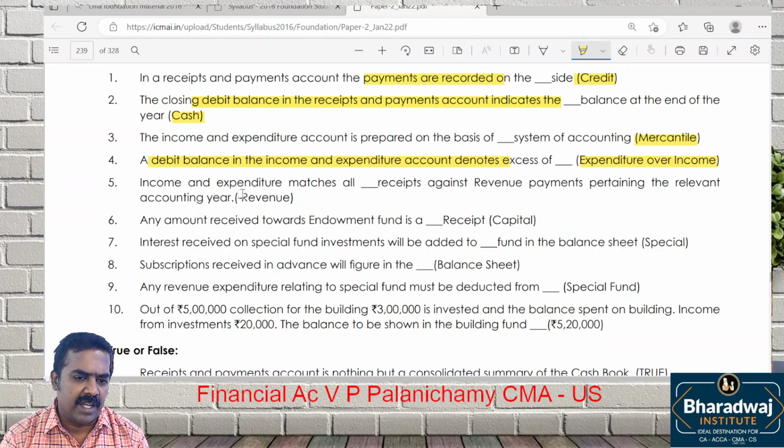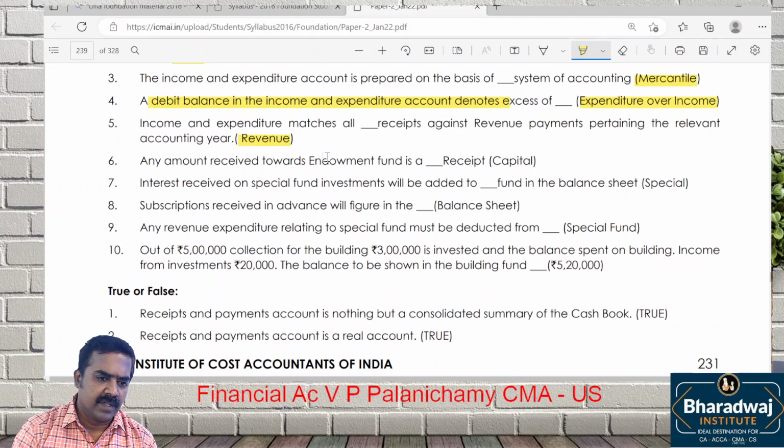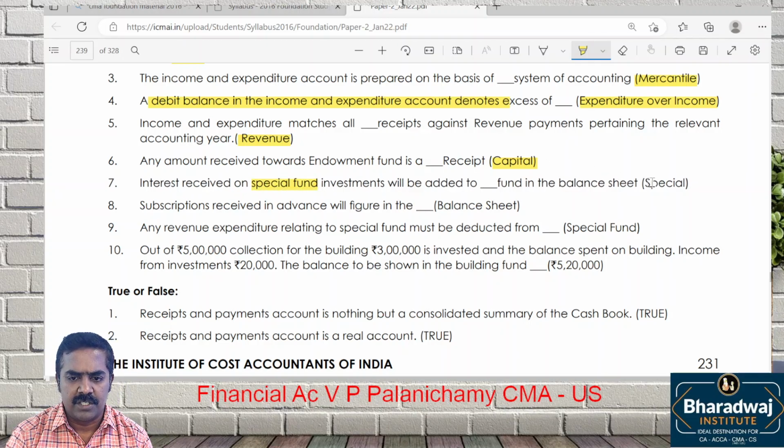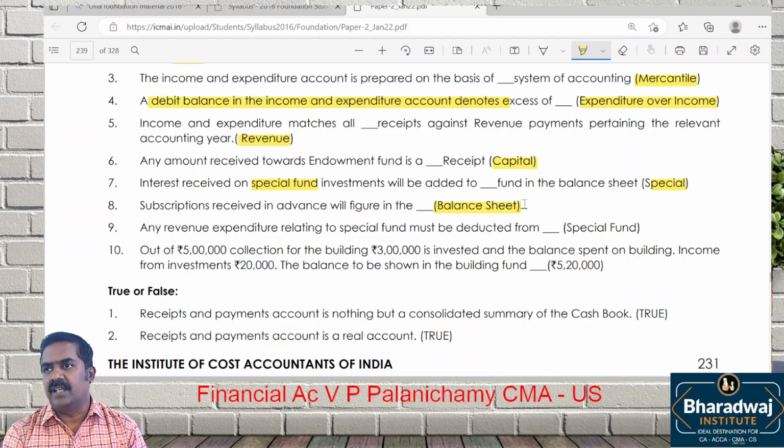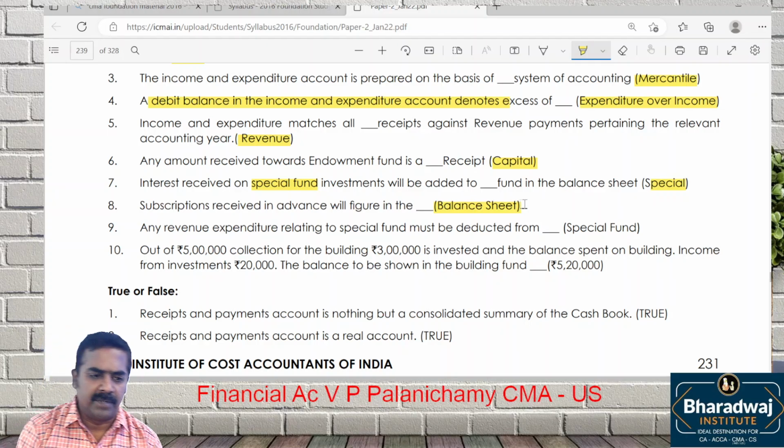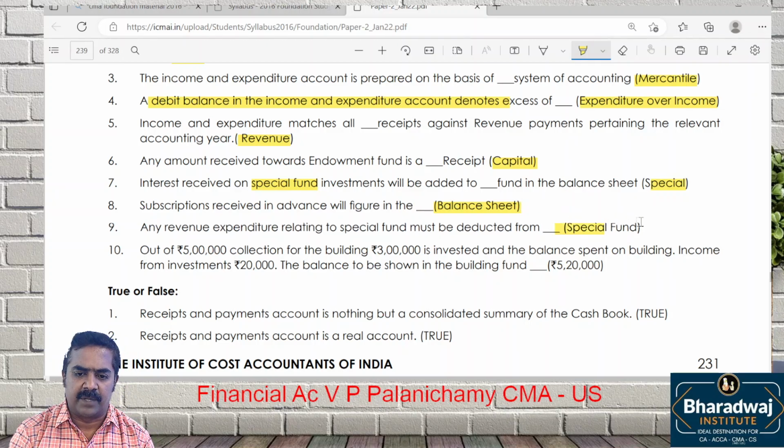Then match all revenue receipts, which one? Revenue payment. The amount received towards endowment fund is a capital receipt. Interest on receipt from a special fund will be taken to special fund. Subscription received in advance will be shown in balance sheet. Please note it is a liability. Anything received in advance is a liability. Revenue expenditure relating to the special fund will be deducted from that special fund.